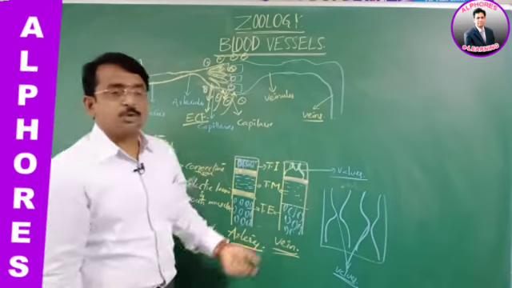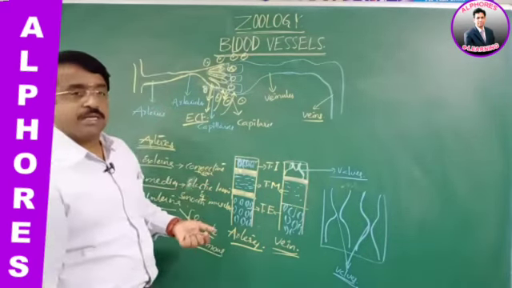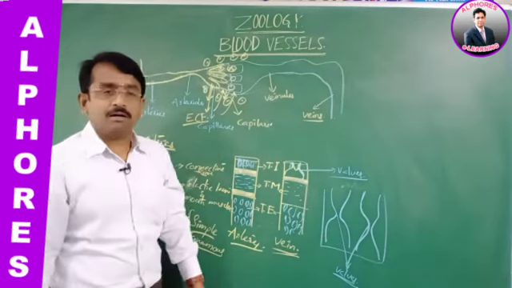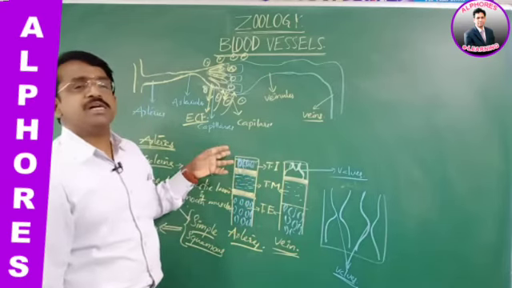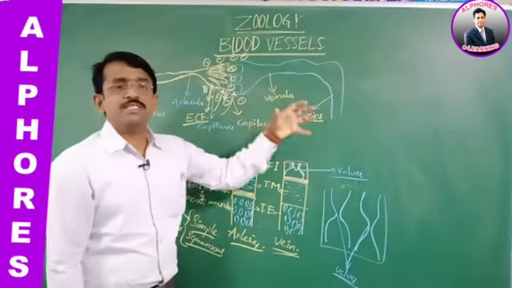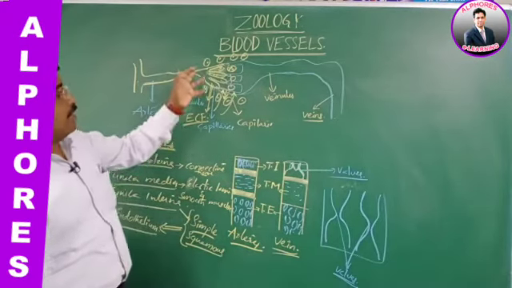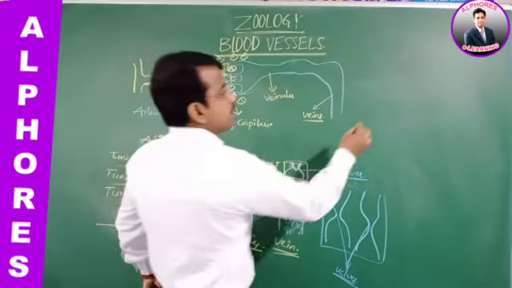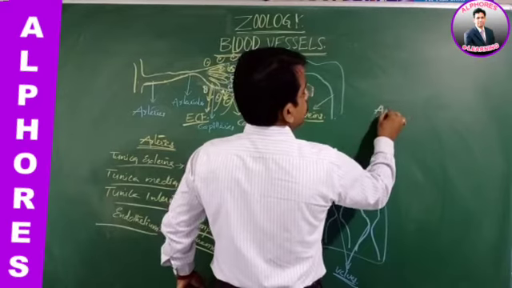So by this you come to know about arteries, the blood vessels. The similarity between the arteries and veins is that both have the tunica externa, tunica media and tunica interna. Now we'll see the differences between these two. Recall the arteries and the veins differences.